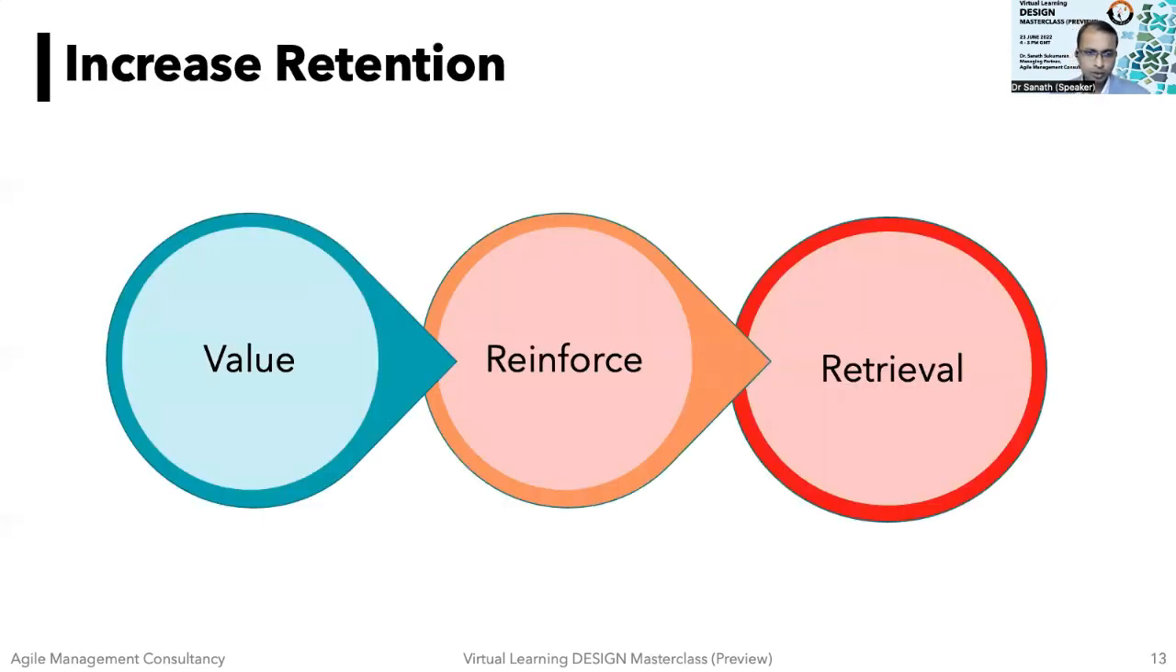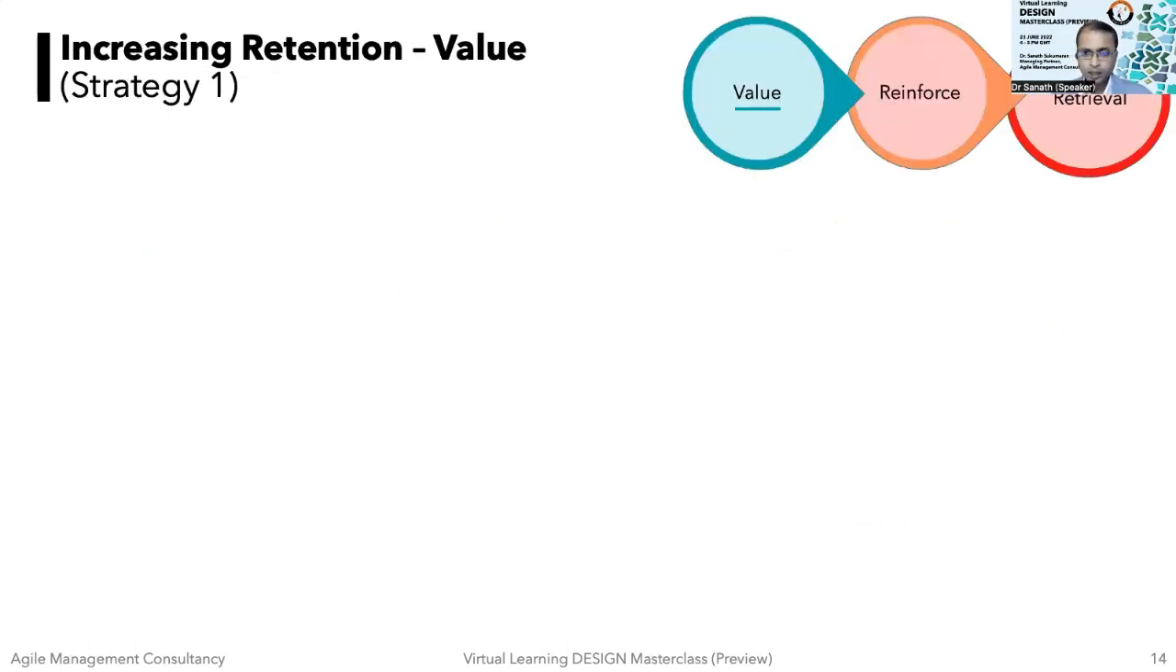So the first one I will talk to you about is value, reinforce, retrieval. Just remember these three keywords: value, reinforce, retrieval. I'm going to go to the first one now, value. Now remember, always see things from the learner's perspective, never from your perspective.